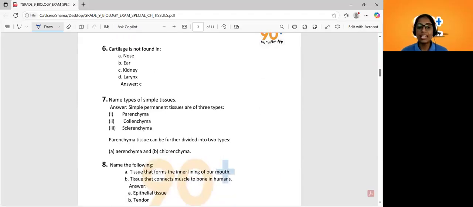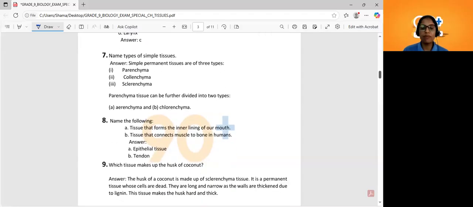The sixth question is, cartilage is not found in. Option A is nose, option B is ear, option C is kidney, option D is larynx. So we know that cartilage is flexible, right? It is seen in the nose, in the tip; in the ear, in the pinna; and in the larynx also. What about the kidney? It is an organ which is seen inside our body. So cartilage is not found in the kidney. So the correct answer over here is option C, kidney.